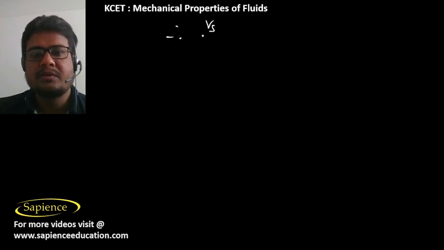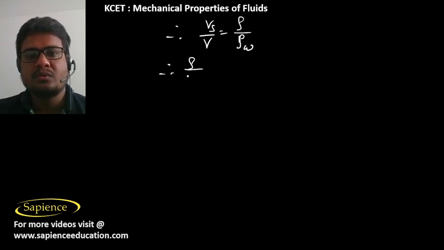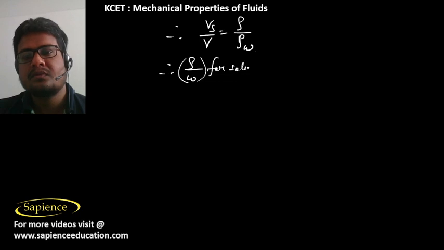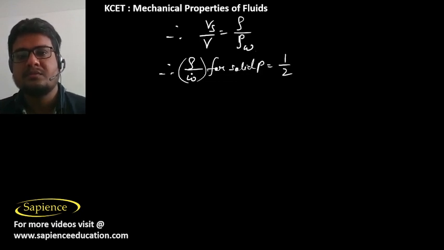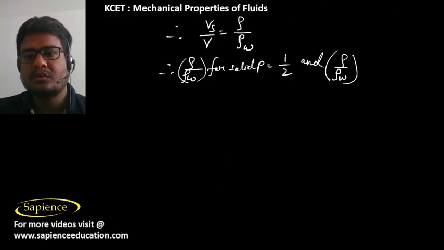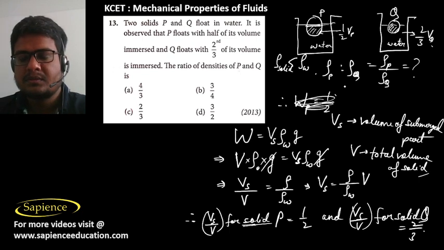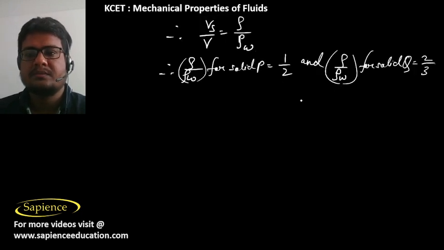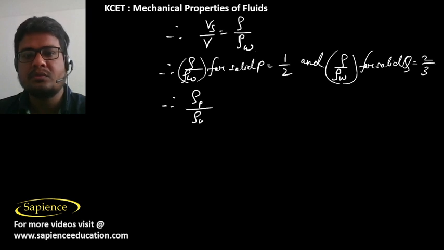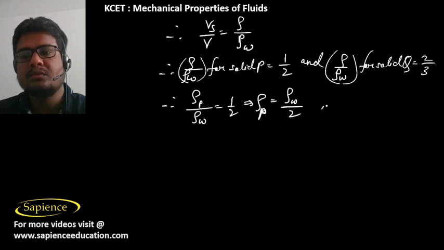Therefore, we can say that Vs by V is equal to rho by rho W. Now, rho by rho W for the solid P is half, and rho by rho W for the solid Q is equal to 2 by 3. So rho P by rho W is equal to half. Therefore, rho P is equal to rho W by 2, and rho of Q is equal to 2 by 3 into rho W.